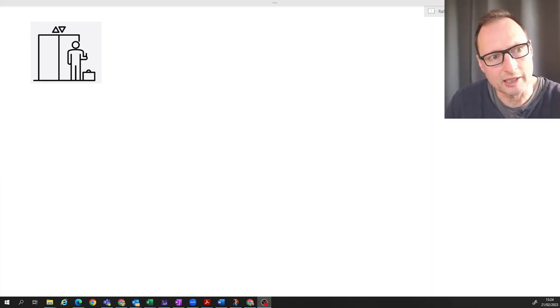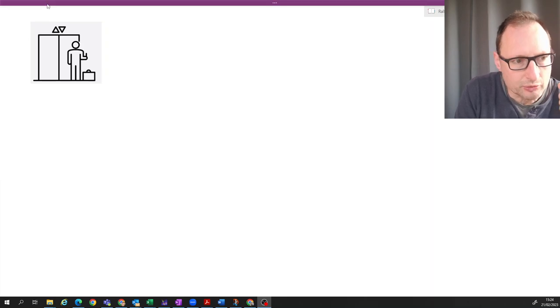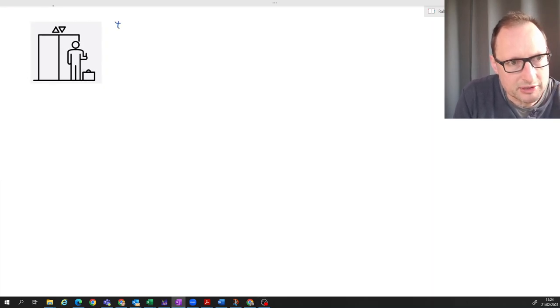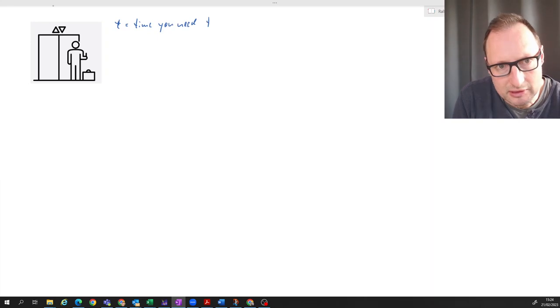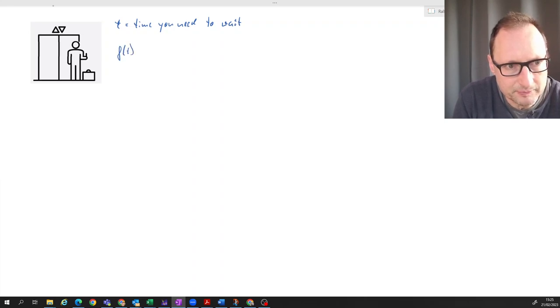Let's consider you're standing in front of a lift, waiting for it to arrive and the door to open. We shall call the random variable t the time you need to wait. And let me also give you a distribution for this. So f of t is going to be defined in a piecewise way, and we'll see how this looks graphically, then it will hopefully make sense.